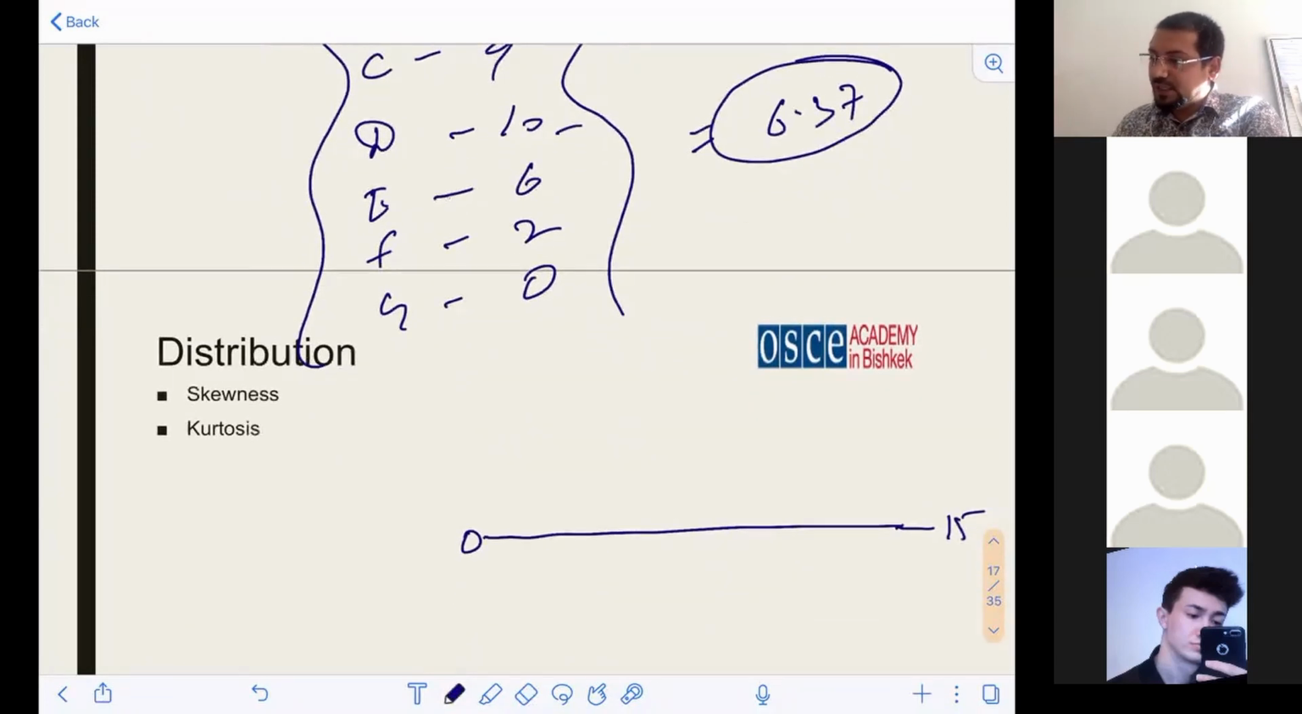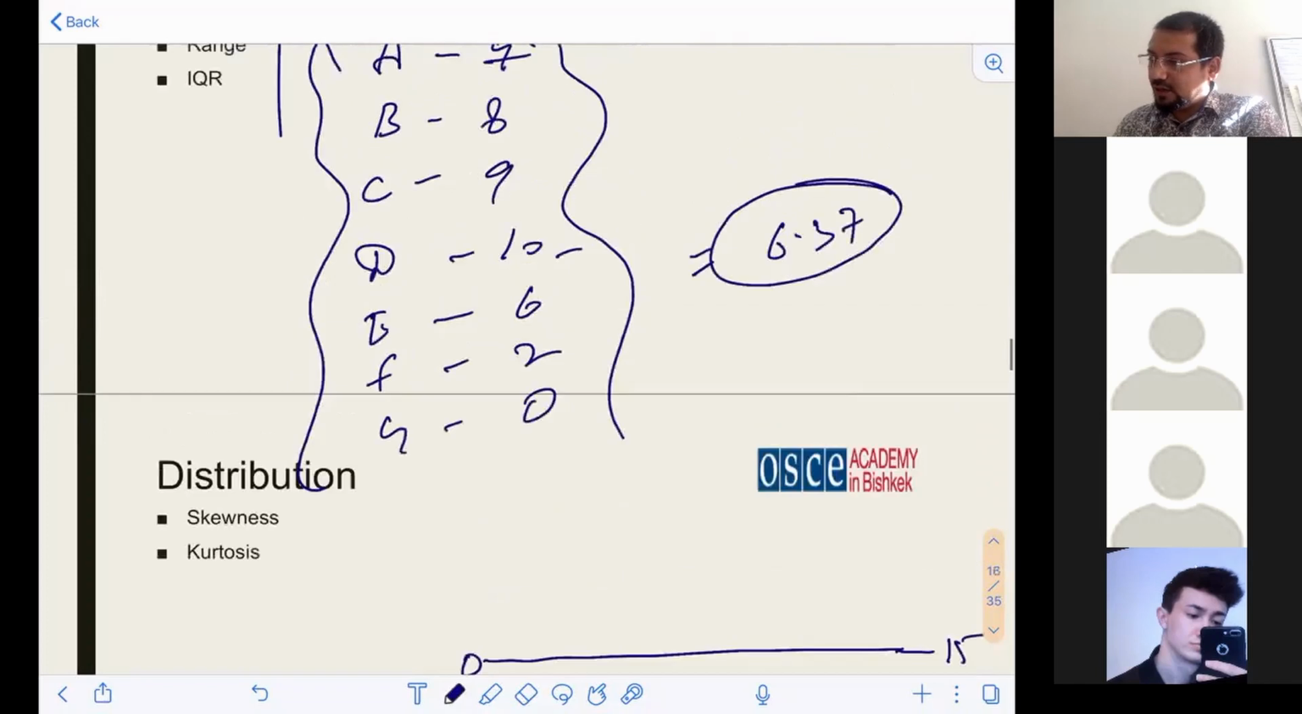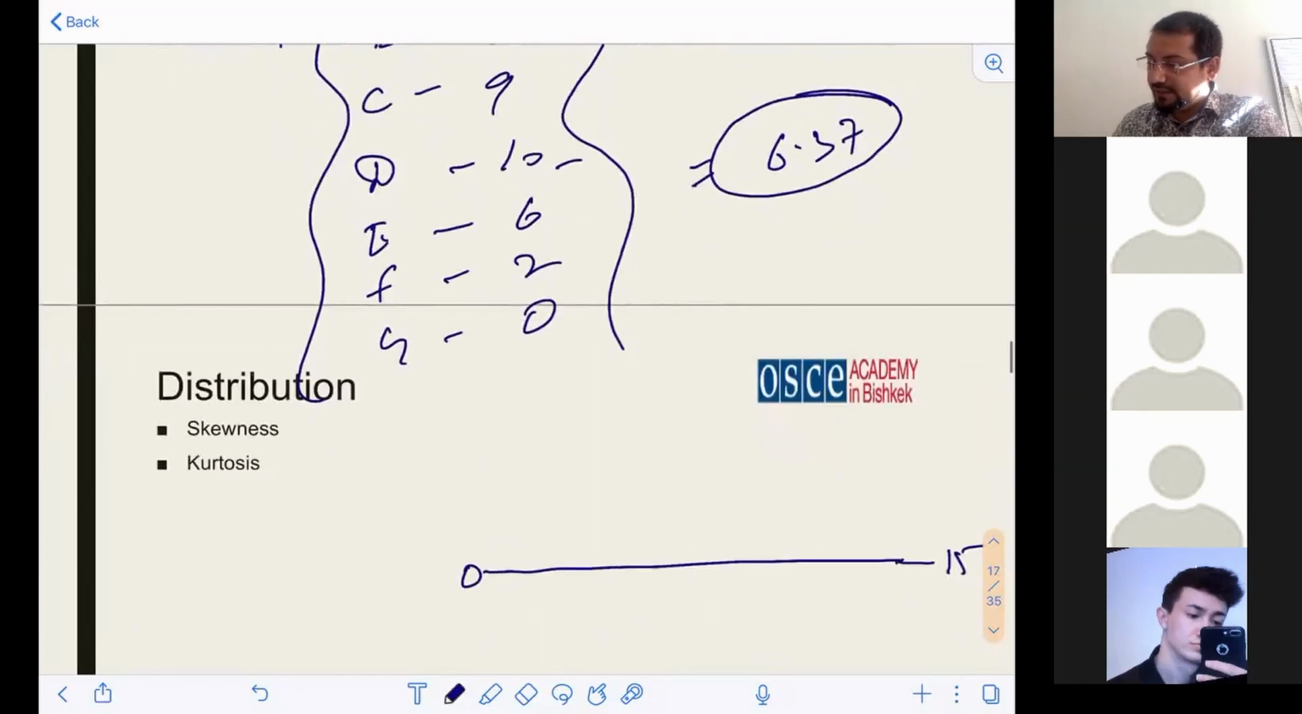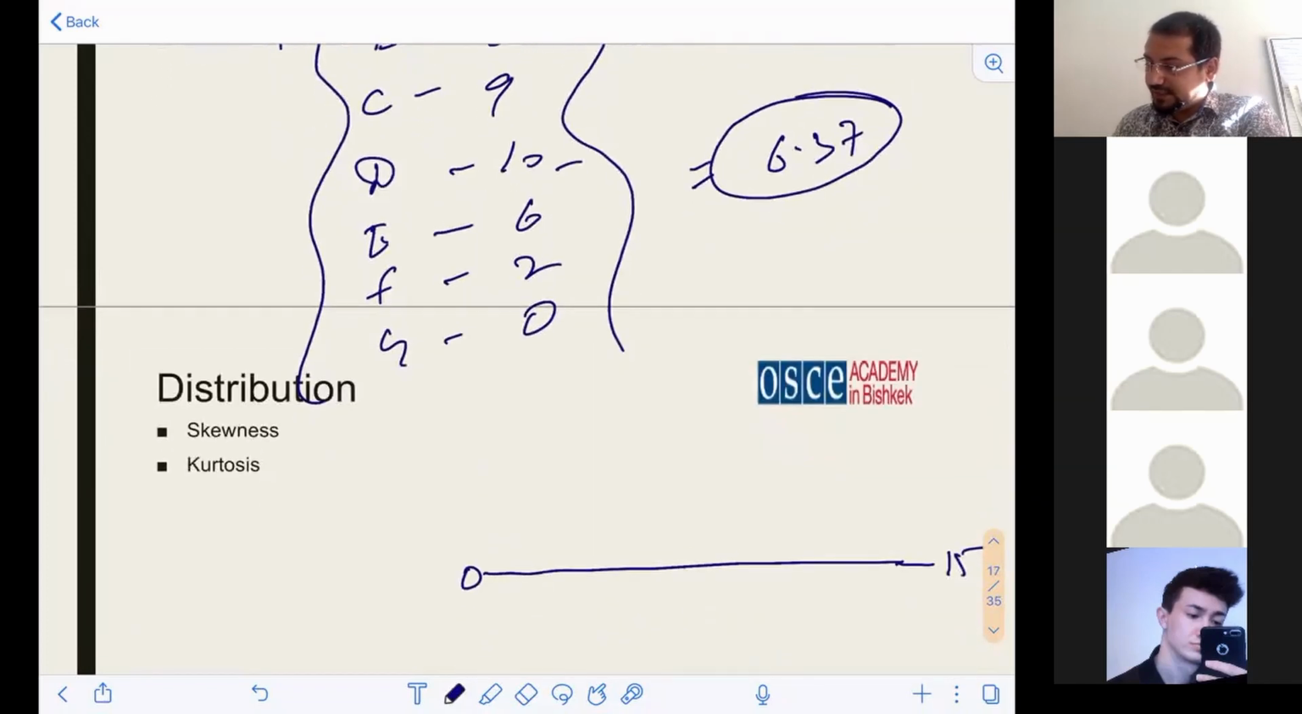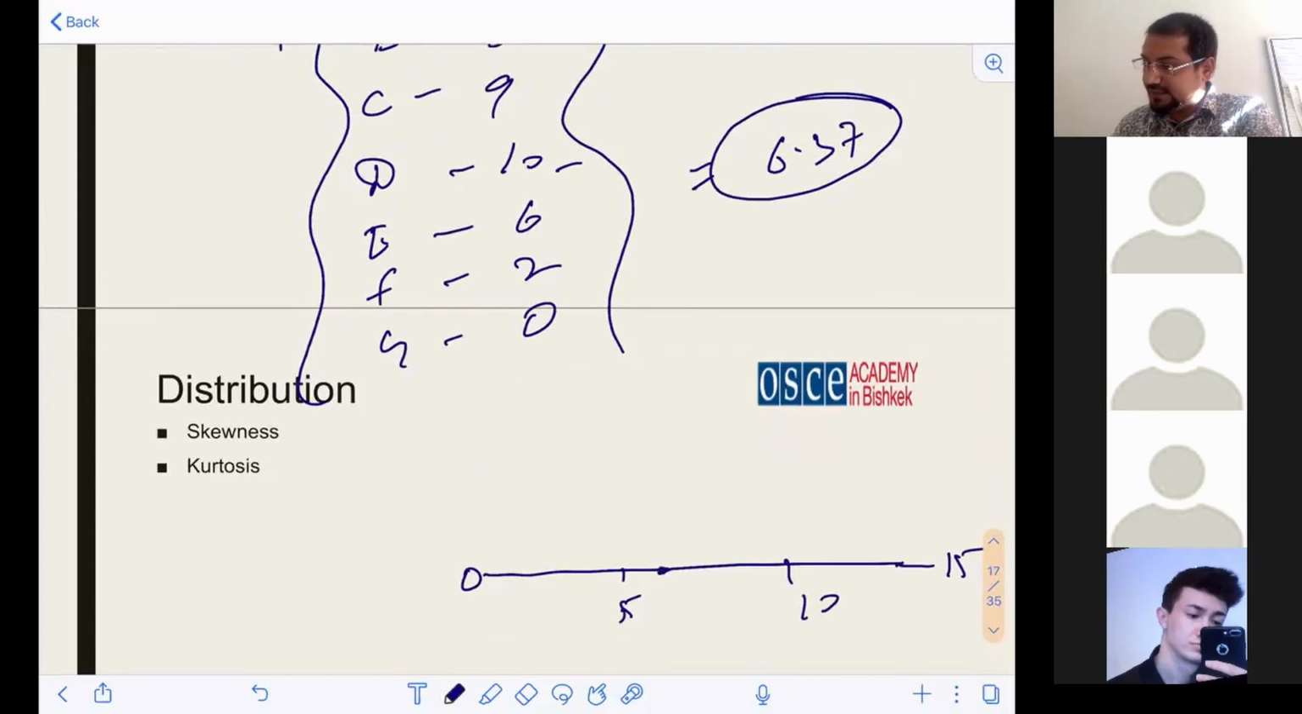So the first value, the A, and then for example, let's say 0 to 5, 0 to 10, okay, 5 to 10, and 15. And the average salary will be somewhere here, isn't it? Because this is 6.37, so somewhere would be here. This is my mean, right?